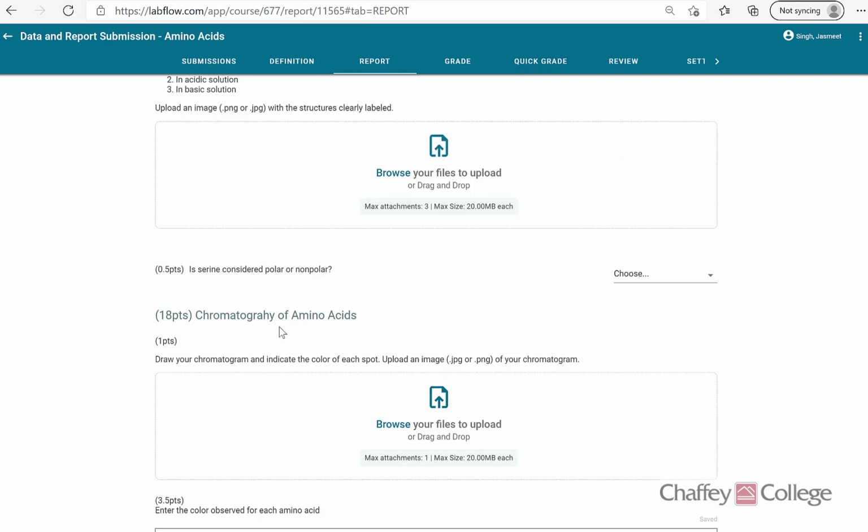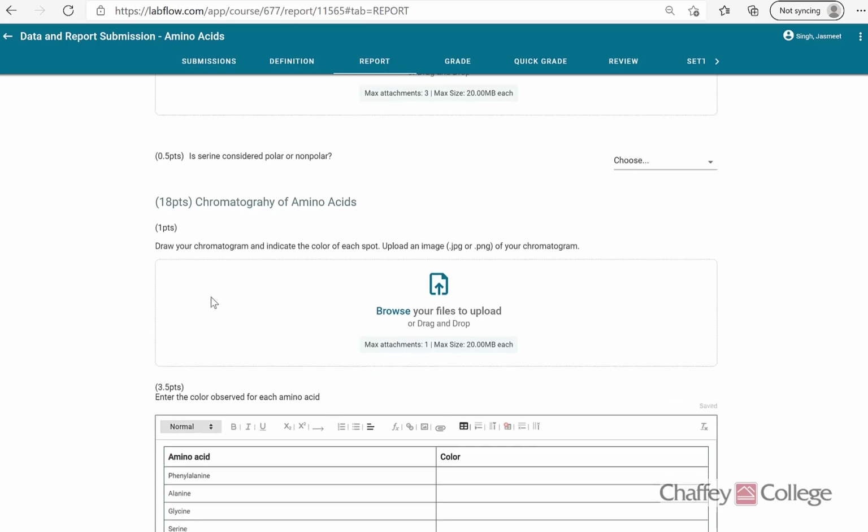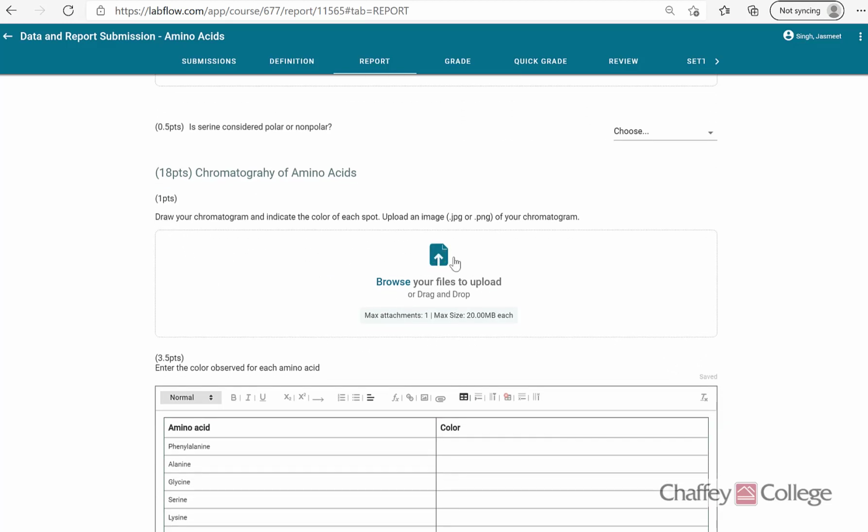Second part is the chromatography of amino acids, or the TLC, or thin layer chromatography. In this section, first you have to draw the chromatogram and indicate the color of each spot, and then you have to upload the image. So how are we going to draw the chromatogram? We have to draw the chromatogram based on the sample data. Let's take a look at the sample data.